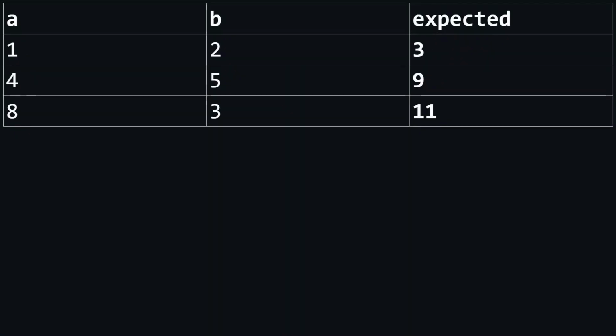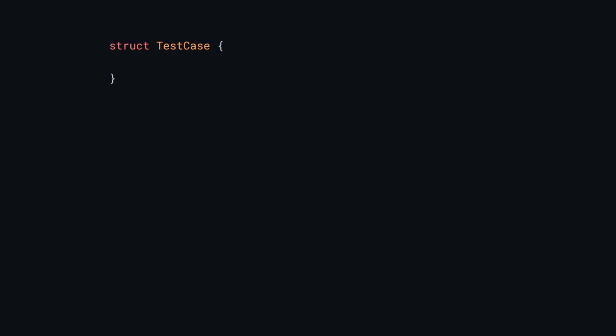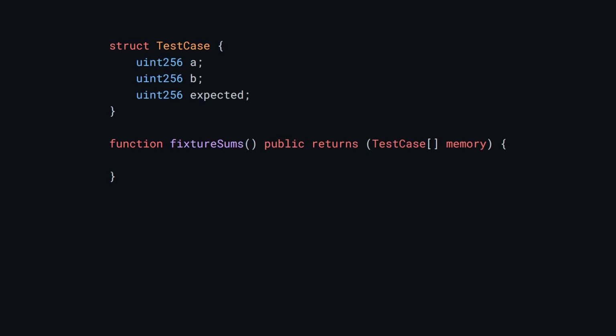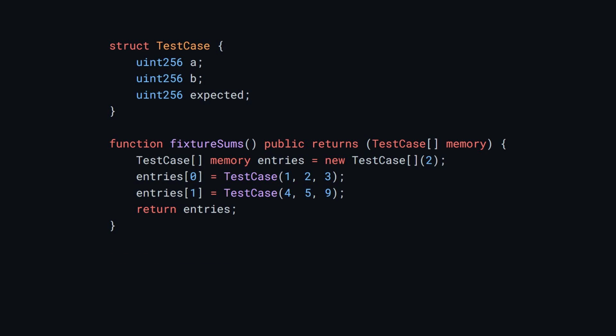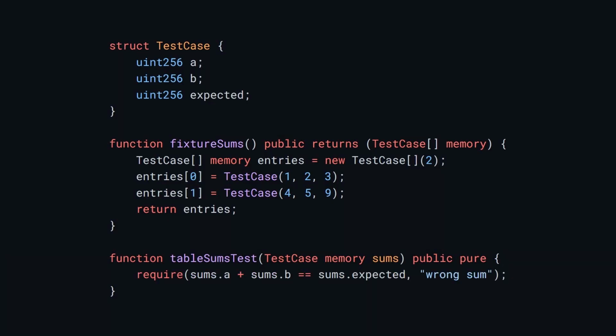Imagine we have a dataset with predefined cases that we want to test. First, we define a struct with input values and the expected outputs. Then, we create a special function with a fixture keyword in its name that returns all of our test cases. Next, we add the test cases themselves. Then we create a test function with a table keyword at the beginning to mark it as a table test. Finally, we write the test logic. You can imagine that each test case is passed one by one and checked against the assertion.